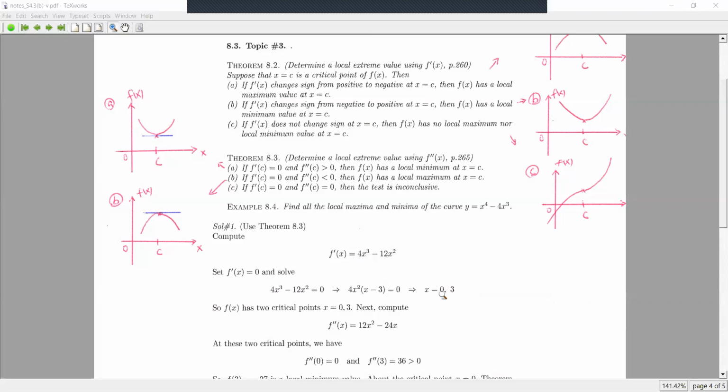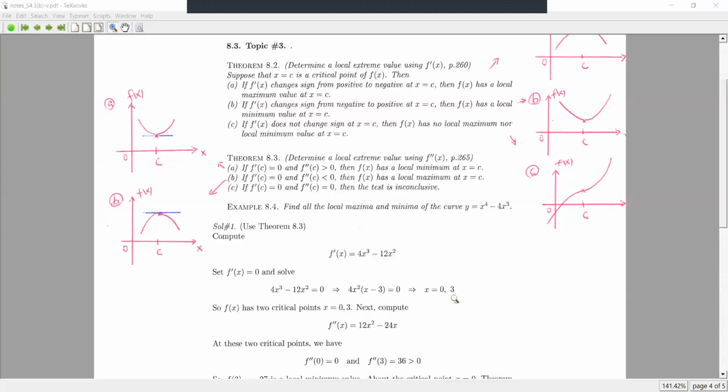So 0, this critical point, in this case: the first derivative at 0 is 0, and the second derivative at 0 is 0. In this case, this theorem has no conclusion about the critical point. At 0, the function may have a maximum, may have a minimum, or may have neither.